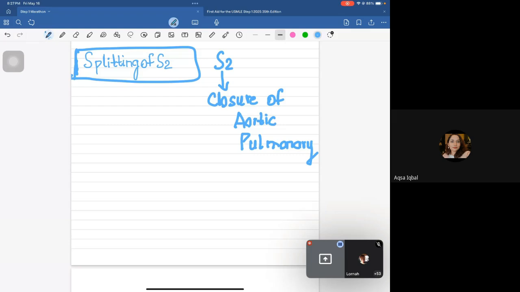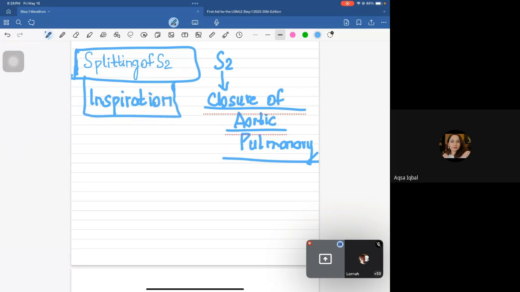Now the problem here is that normally the aortic and pulmonary valves should close at the same time, so the S2 should be heard at the same time. But what happens is that as soon as we inspire, as soon as we start inspiration and take a deep breath, the mechanism of inspiration says that the pressure in the thoracic cavity decreases, right?